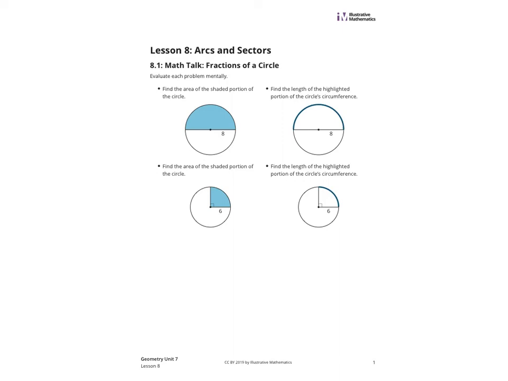Hi Math 2. This is a lesson on Unit 7, Lesson 8, and we'll also be discussing Unit 7, Lesson 9. And this begins in your book on page 204. So we're going to be learning how to find the area of sectors and the lengths of arcs. And we're going to be learning a formula to use for that. But let's see where our math comes from.